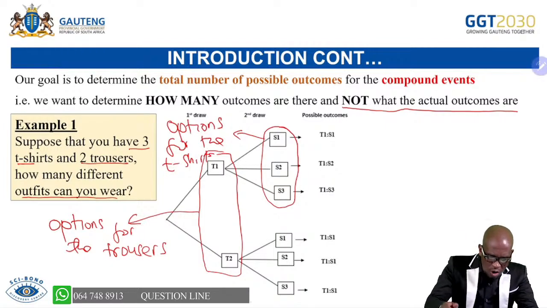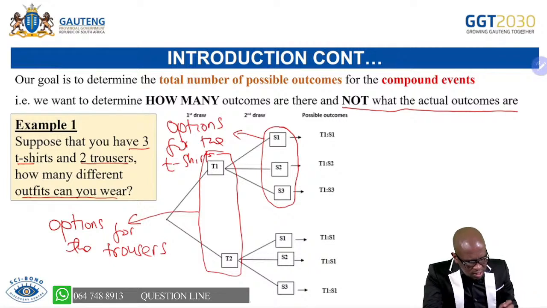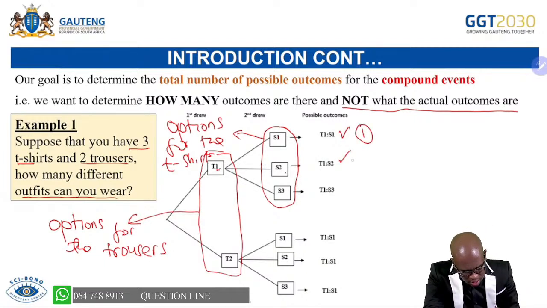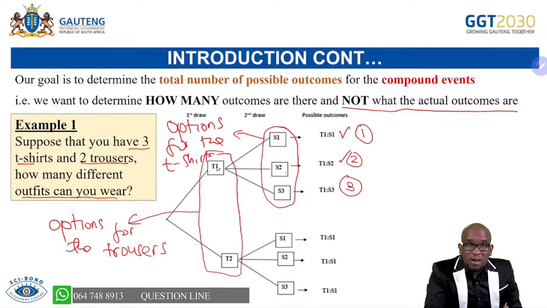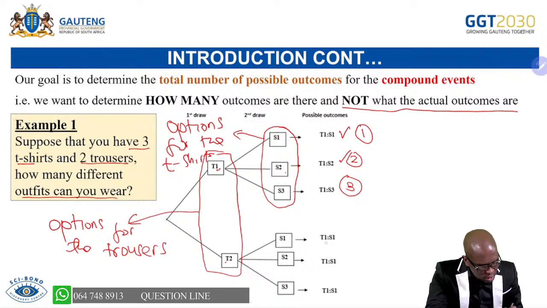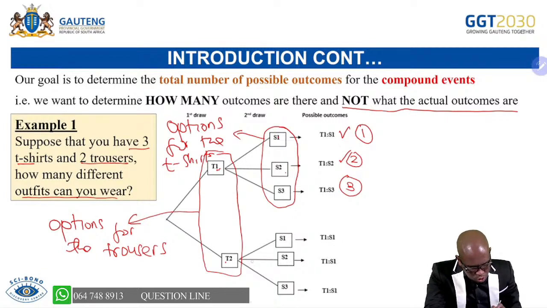Now, if you are to draw a tree diagram for this, you can see that you can wear t-shirt 1 with trouser 1. That's the first outcome. Or you can wear t-shirt 1 with trouser 2. That's the second outcome. Or you can wear t-shirt 1 with trouser 3. That would be the third outfit. Or you can wear trouser 2 with shirt 1. That would be the fourth option.